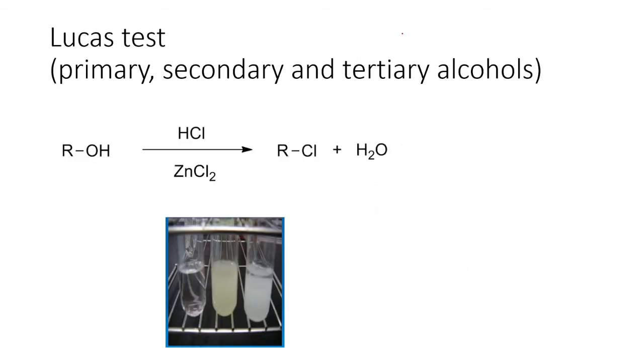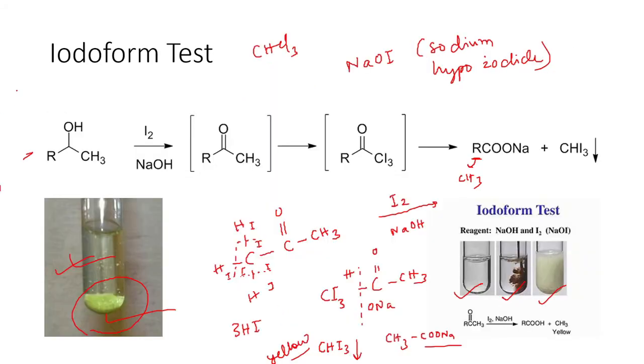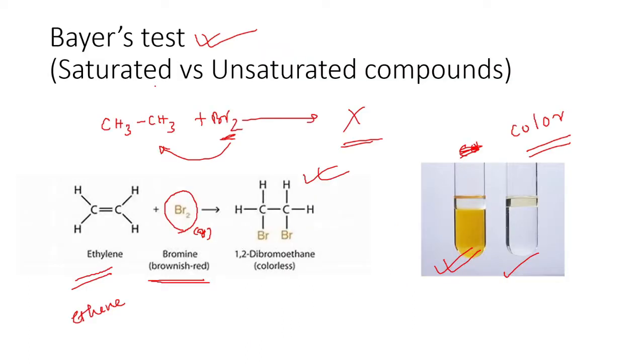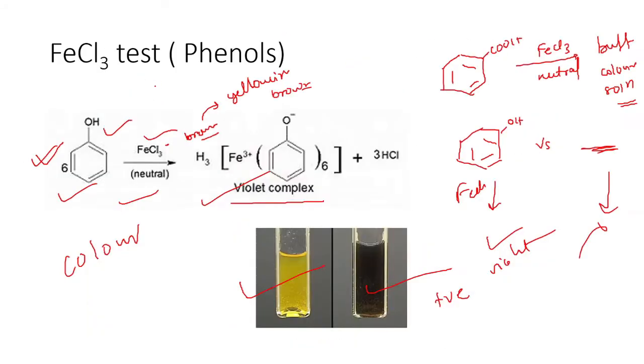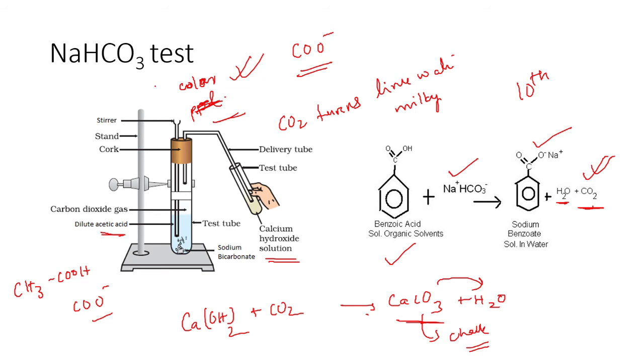So what happened in the Lucas test? The Lucas test is also a color change, right? And phenols, this also is a color change. Iodoform, this is a precipitate, right? And Baeyer's test, I already told you, is a color change. Okay, let it be. Now I'm going to the Tollens test.